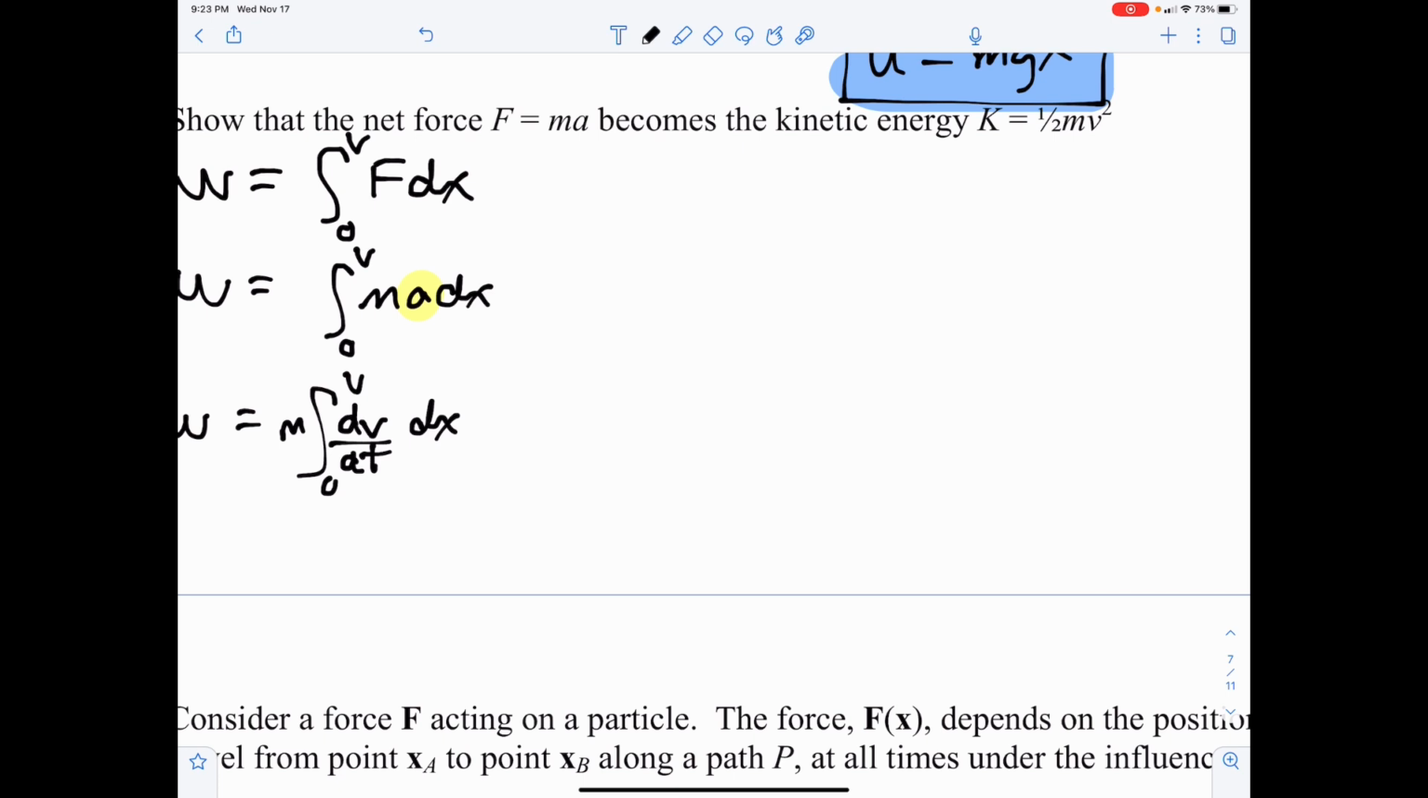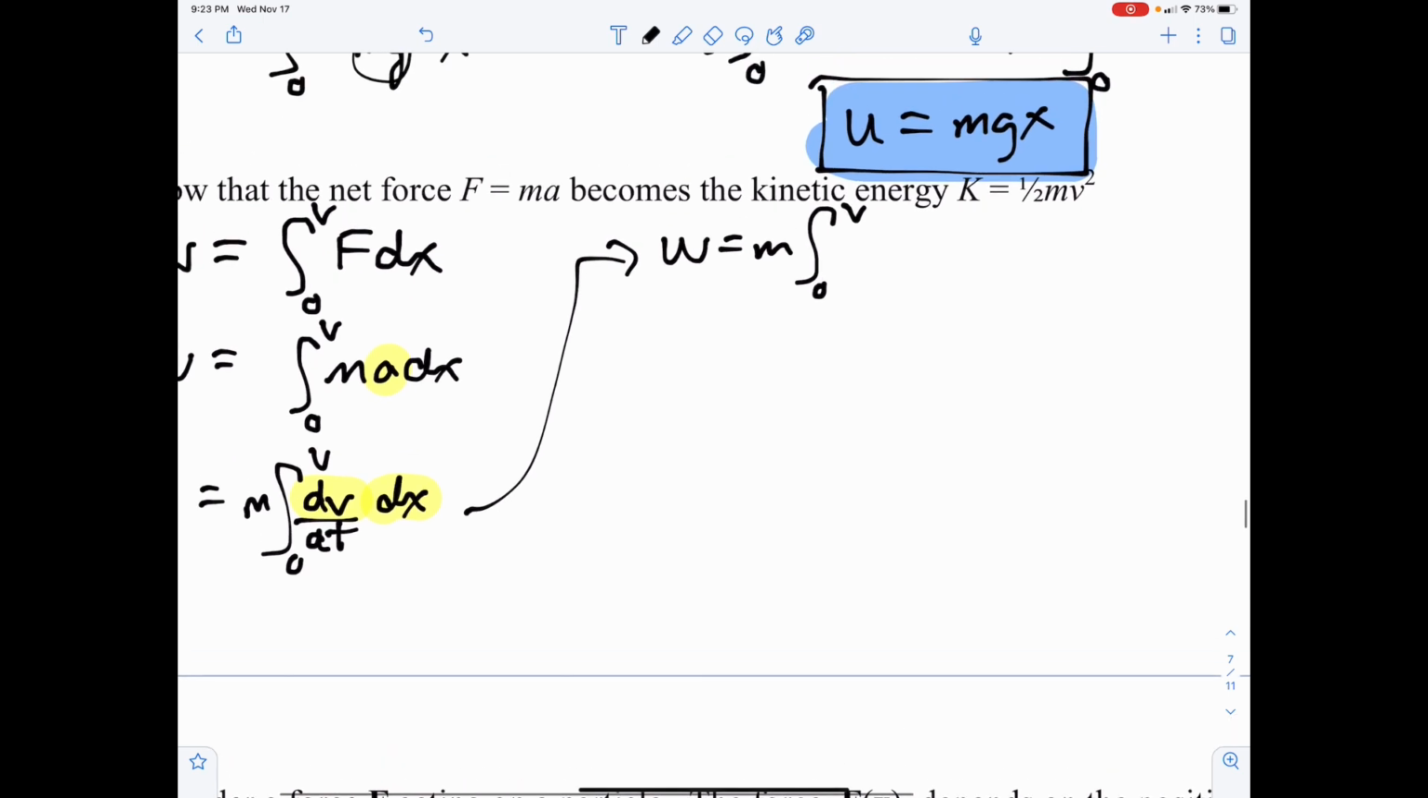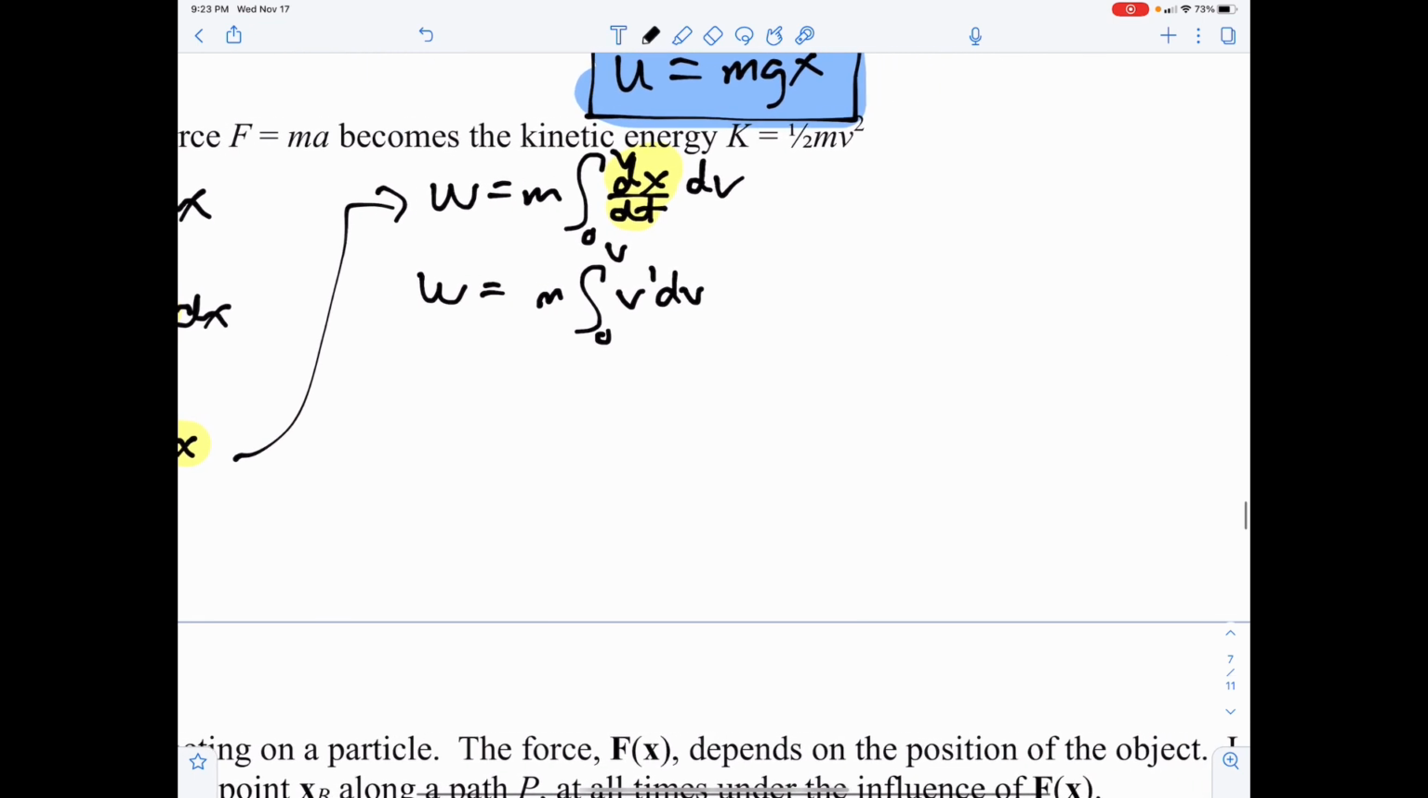Now I'm just going to reorder this. I could take this and simply swap their order. And I actually get the work is equal to the mass evaluated from 0 to v of dx over dt times dv. All I did was just swap those. Now, what is dx over dt? That would be the mass evaluated from 0 to v of v. That's velocity. So we're integrating velocity with respect to velocity, and it's v to the first power.